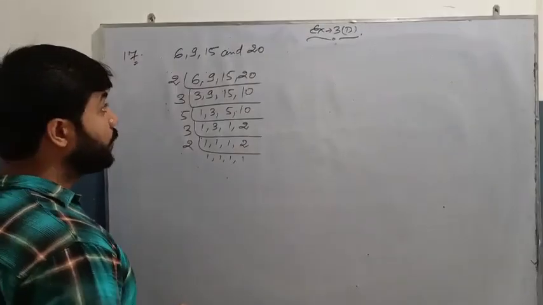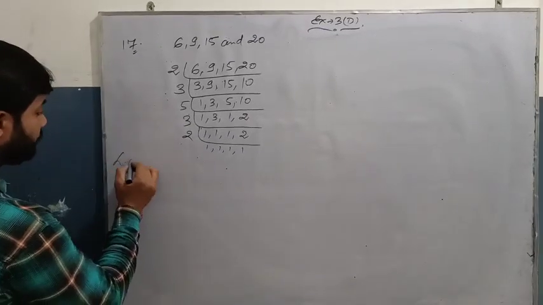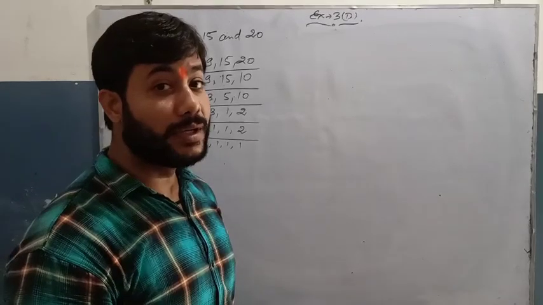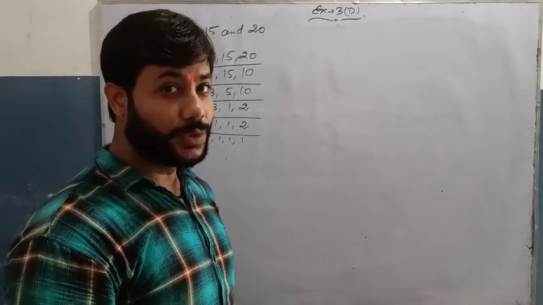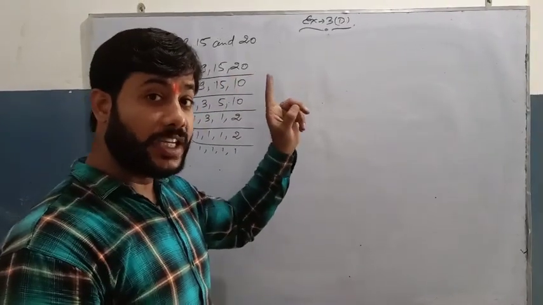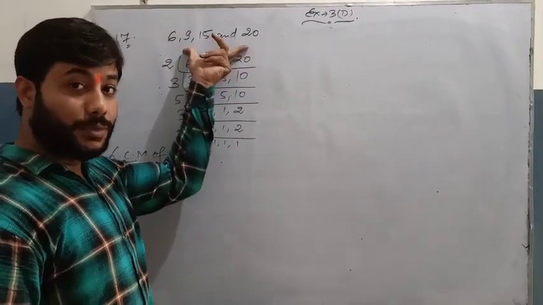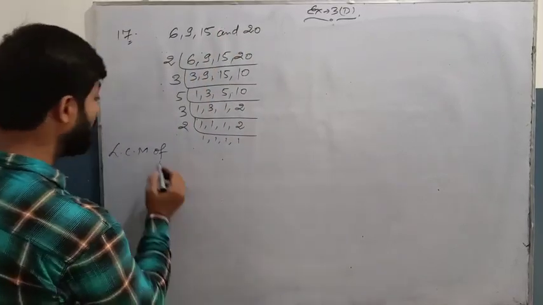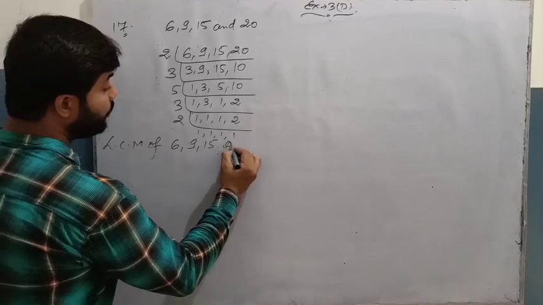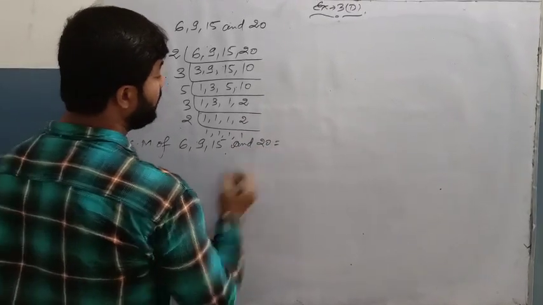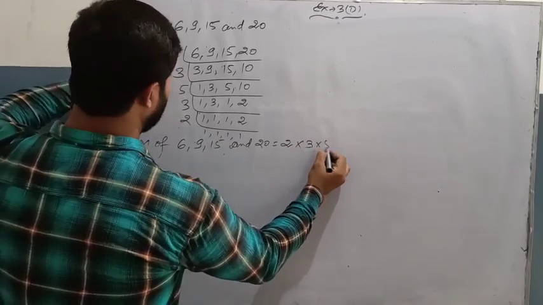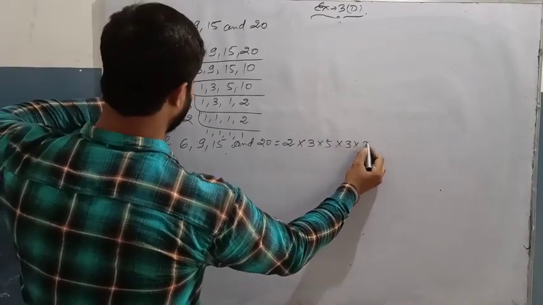Okay, so what we got? LCM is lowest common multiple. According to the question, we will have to find out the lowest common multiple of these given numbers, because the question asks the same. So LCM of 6, 9, 15 and 20 is 2 into 3 into 5 into 3 into 2.